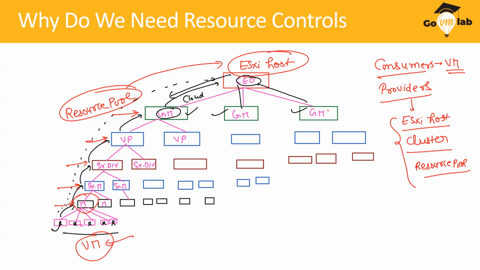But now between the VM and the ESXi host, we have created this entire hierarchy of logical objects called resource pools. Whenever a VM needs resources, it will not have the authority to go and talk to the ESXi host directly. It will go and talk to its resource pool: "Boss, I need more CPU and memory. Can you give me?"